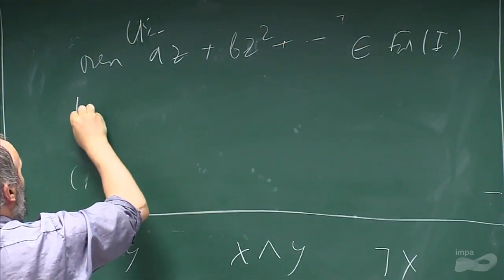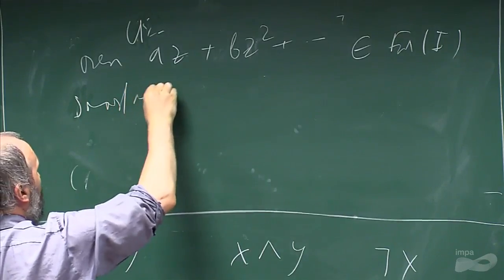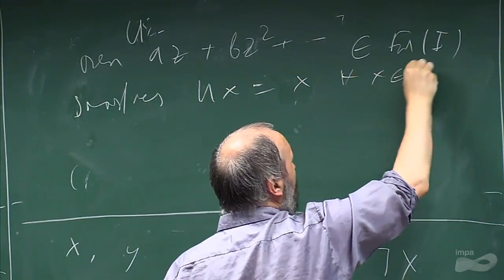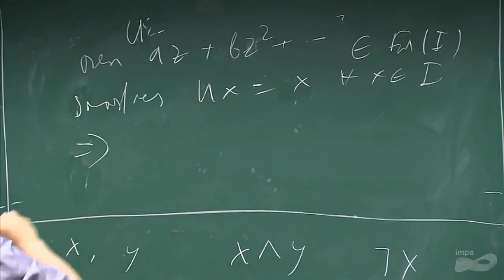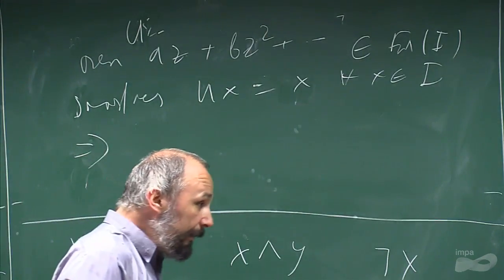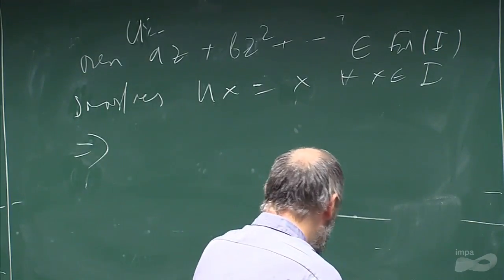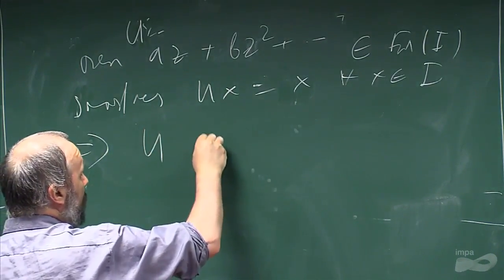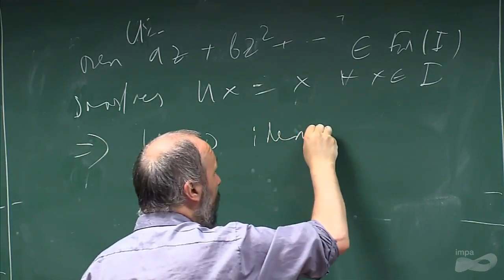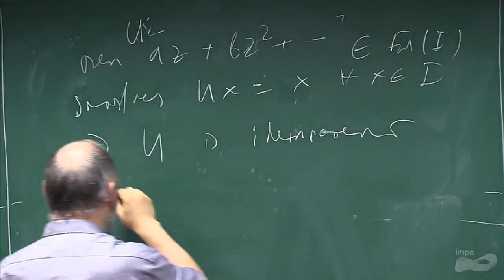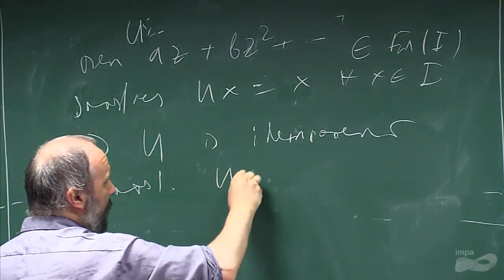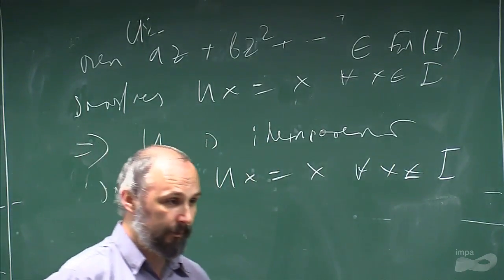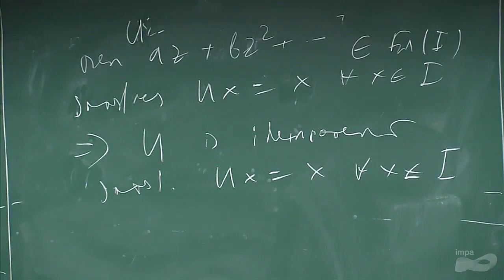U satisfies Ux is equal to x, for each x in I. And since this is a multiplicative embedding, U is idempotent, satisfying Ux equal x for each x inside I. Okay, we proved the existence of an idempotent. In fact, we proved the existence of a unit. Questions, comments?